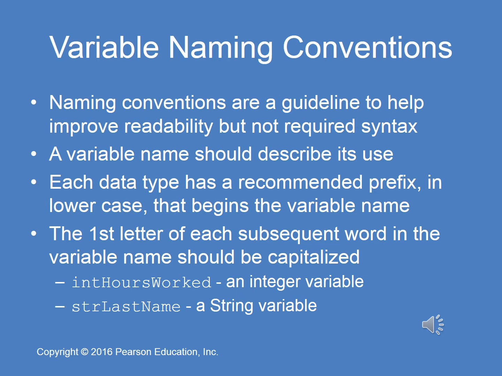So I'm going to introduce some naming guidelines that I'm going to ask you to follow. Each data type has a recommended prefix in lowercase that begins a variable name. So for example, integers would have int, strings would have str, floats would have whatever. The first letter of each subsequent word in the variable name should be capitalized. This is also called camel case.